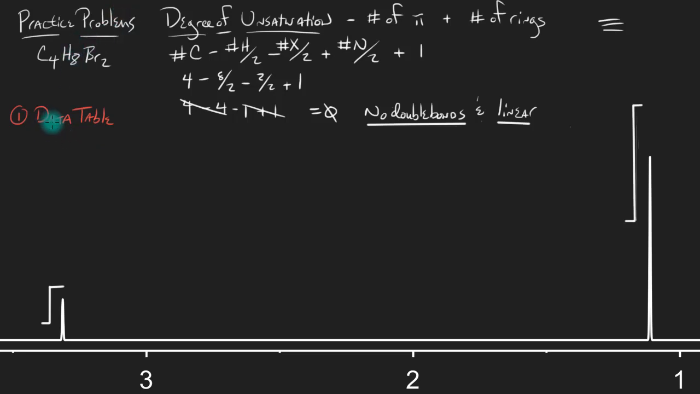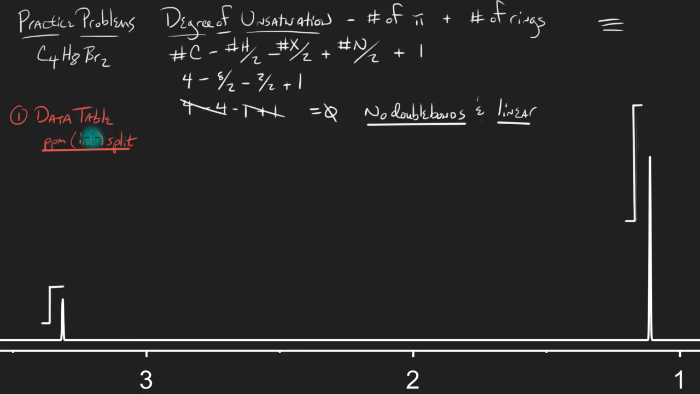The first thing that I do whenever I've been given a spectrum and my molecular formula, obviously after the degree of unsaturation calculation, is I'll take my peaks and I'll write down everything that I have in a data table. And my data table looks very similar to some of the other practice problems we've done. I'll throw in the ppm, the integration, and the split.